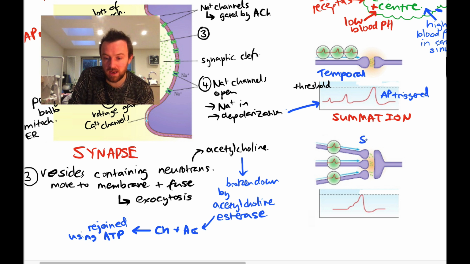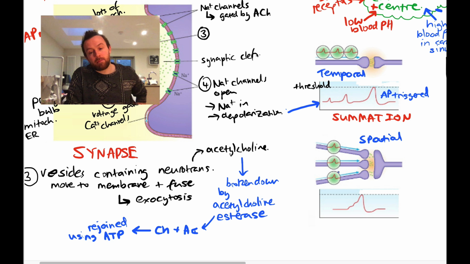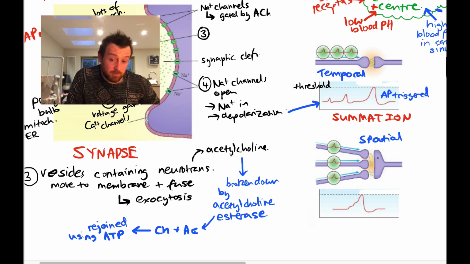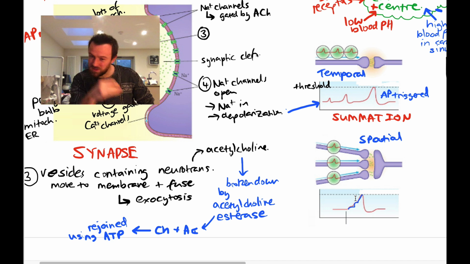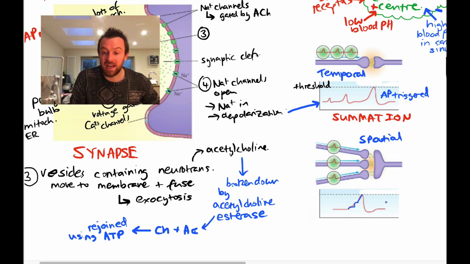We can also have spatial summation. And that's when we have 3 separate axons all arriving at one synapse. And if the action potentials arrive at the same time, they can all release neurotransmitters, triggering 1, 2, 3 sort of depolarization in 3 quick steps, almost at the same time, reaching threshold potential, and an AP is triggered.